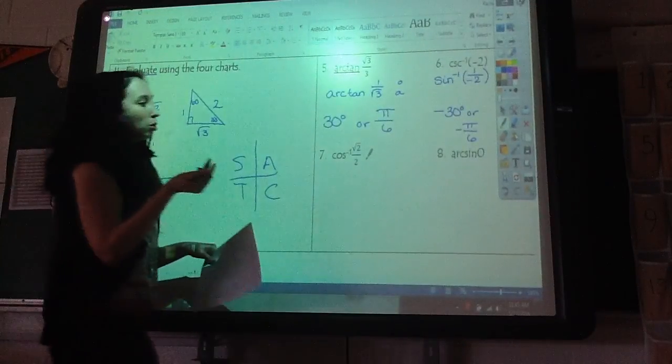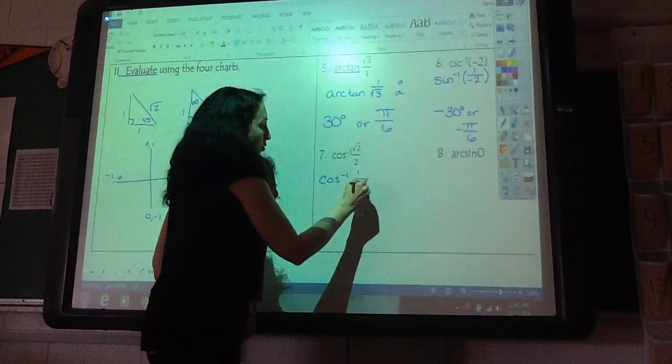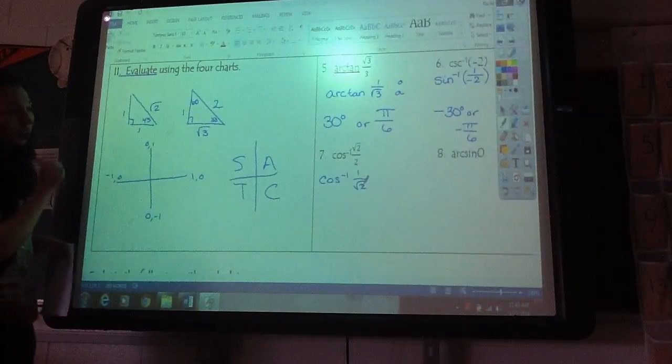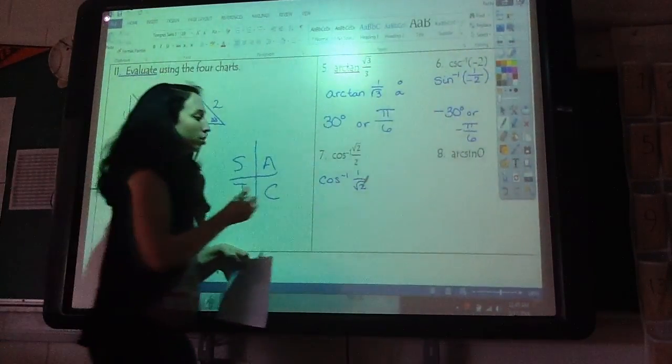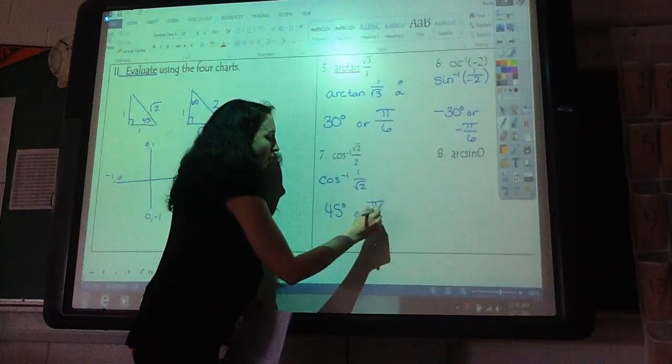Inverse cosine of root 2 over 2. Recall that this should be 1 over root 2 before I simplified it. So where is the adjacent 1 and the hypotenuse root 2? That's in the 45 degree. So this makes it a 45 degree angle, or pi over 4.